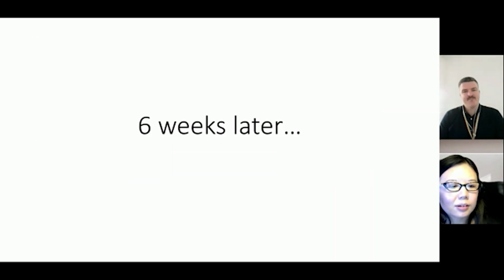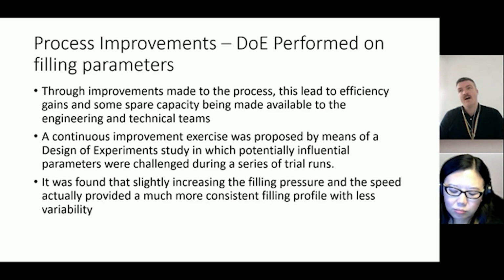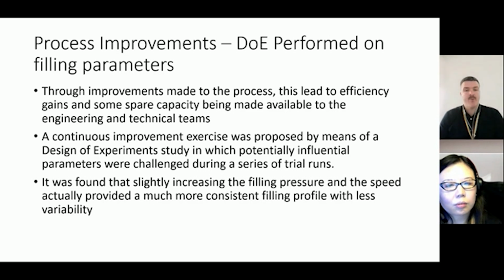So 6 weeks later, after the shutdown, working with the operators and also the engineers, we devised a factorial DOE with 3 factors at 2 different levels. And what we found was that by slightly increasing the filling pressure and also the speed of the line, we were able to get much more consistent filling with a lot less variability from the runs that we did.